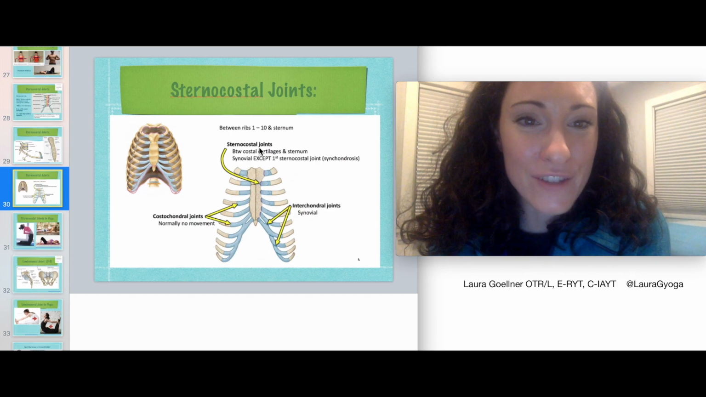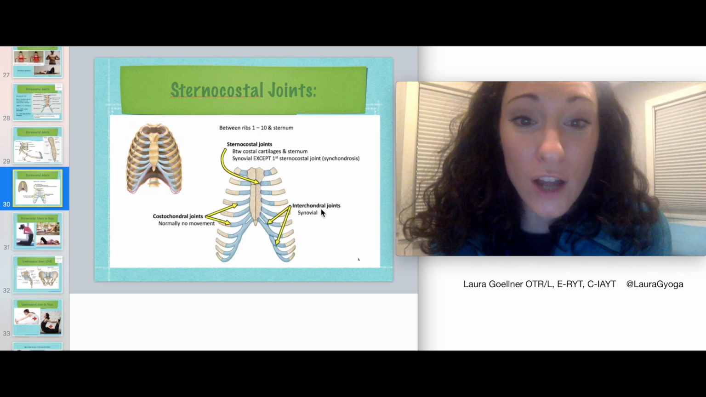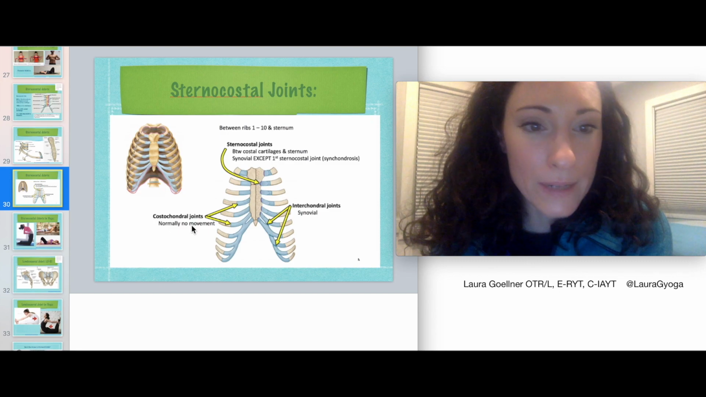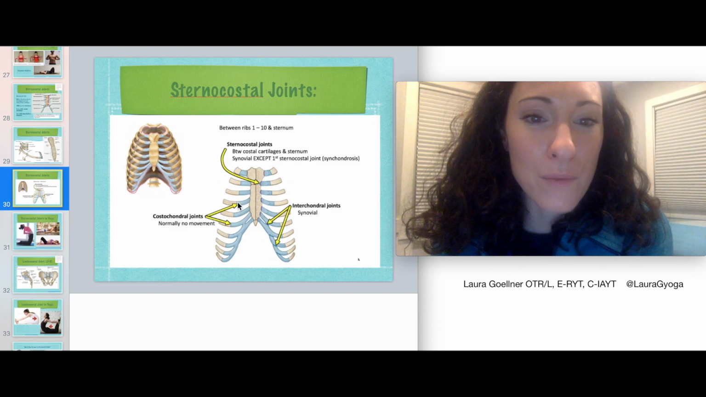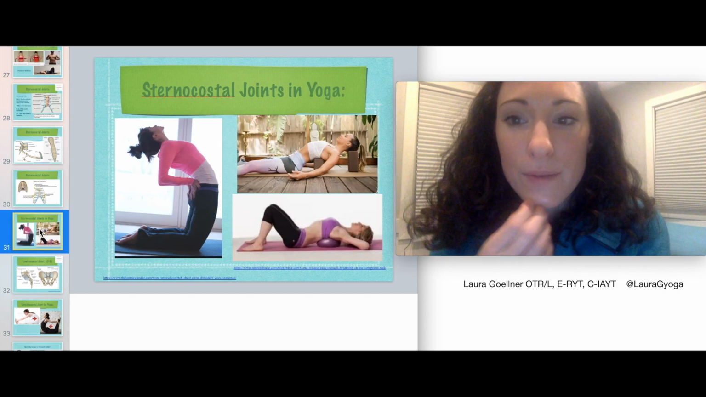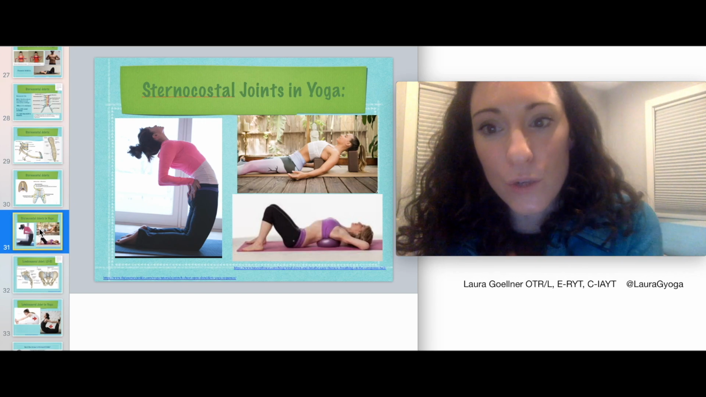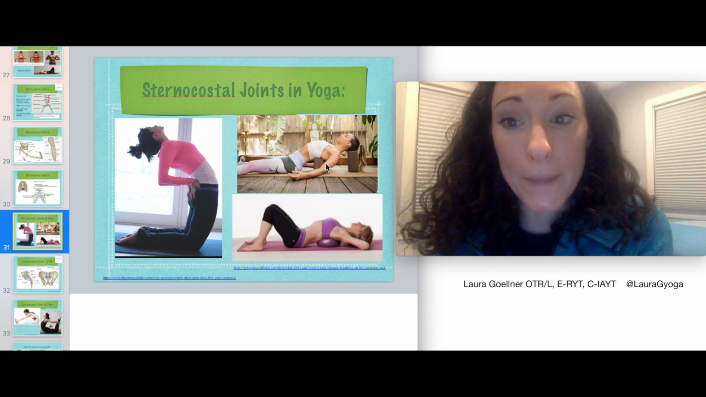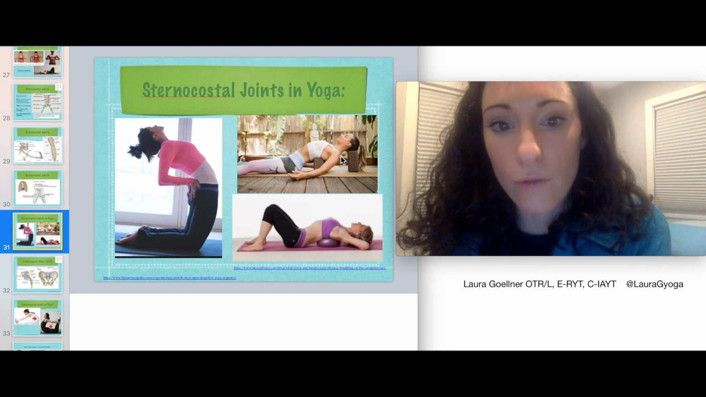All right, so you have the sternocostal joints, and then you have the interchondral joints. So it's basically just taking the costal cartilage from one and joining it to the next, kind of a special joint. And then you have that point where the rib and the costal cartilage actually joins together. So then you would see this area getting attention when you're doing things like camel pose, heart bench and lung bench, that back bending over the blocks.